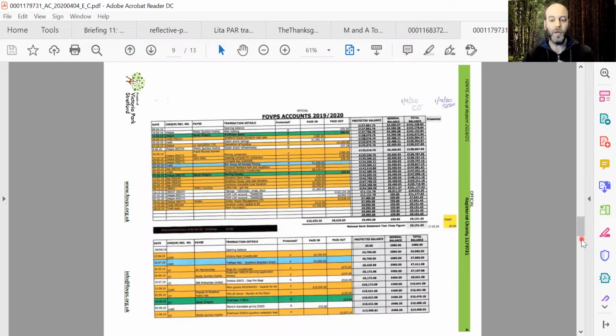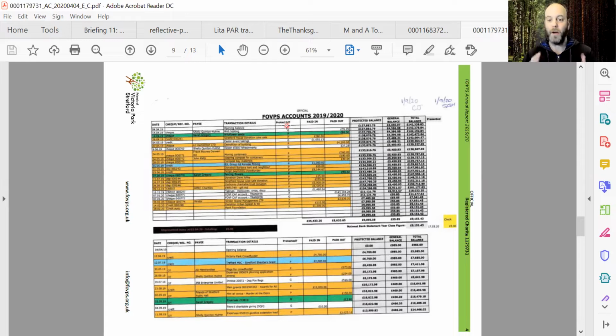Now, interestingly as well, it goes through this process. These were all the transactions during the year. This was the date. This was what it was. This was what it was about. Also, whether it's restricted income, which the charity has called protected here. But we've mentioned this in a previous series, if it's restricted income or unrestricted income.